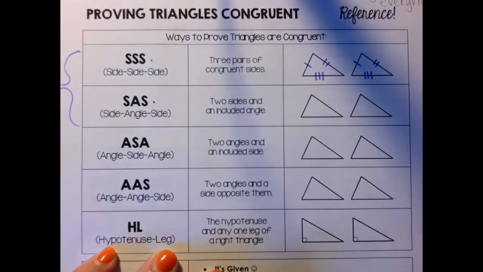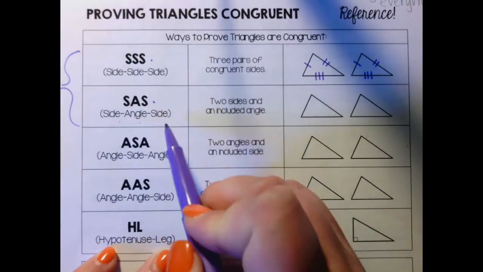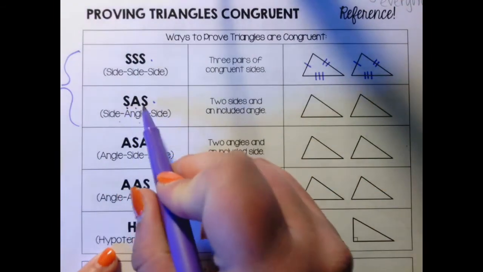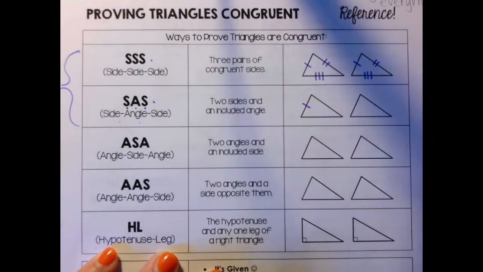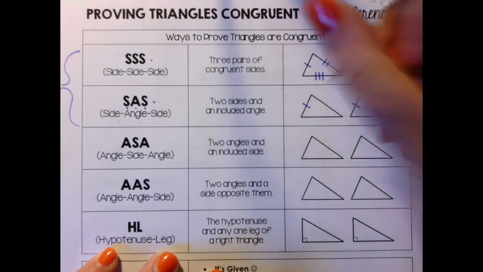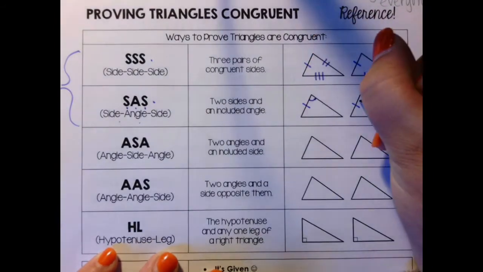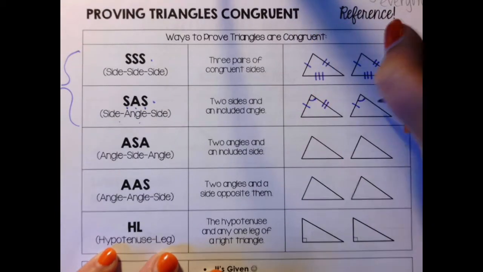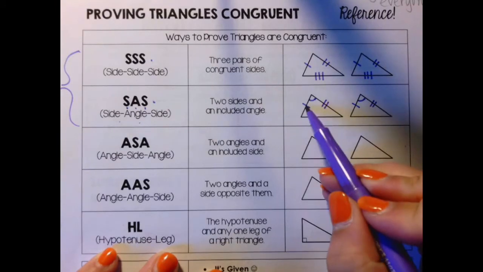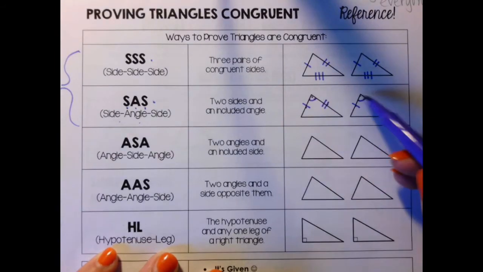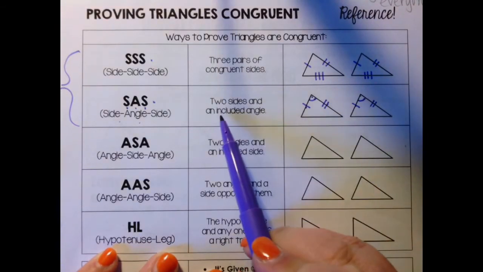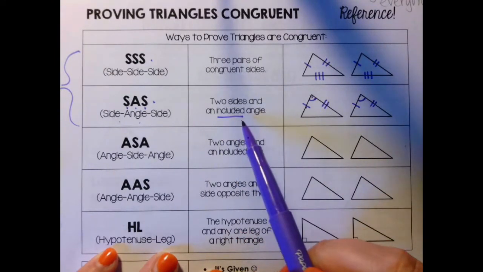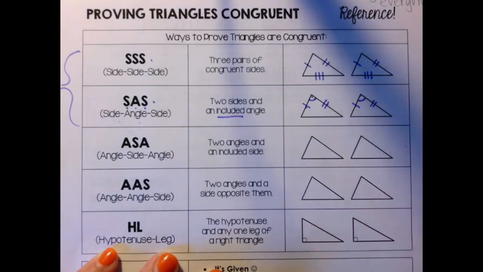SAS is going to be when we have a side angle side. So that's going to also be in that order, side angle side. So if we have this side is congruent to this side, then we have an angle up top is congruent to this same angle over here, and then we have a second side that is congruent. So side, angle, side, side, angle, side. If we know 2 sides and an included angle, so it's like in between them, are congruent, then we know these 2 triangles are going to be congruent.